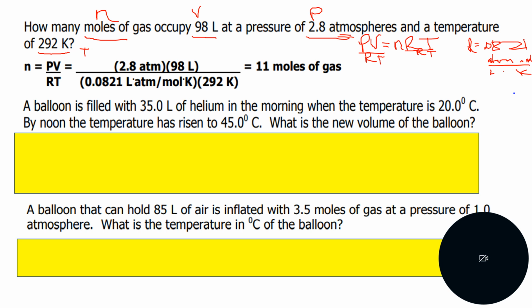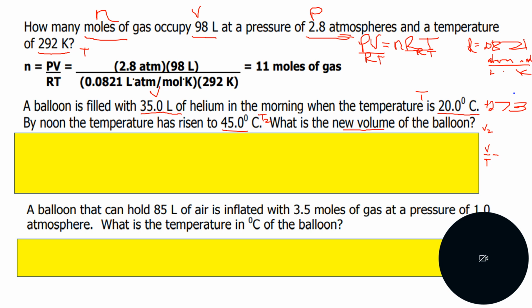So in the second one, a balloon is filled with 35 liters. That's our volume of helium in the morning when the temperature is 20 degrees. So right off the bat, we're going to add 273 to that to get us into Kelvin. That will be temperature 1. By noon, the temperature is up to 45. That's going to be temperature 2. And we're looking for what is our new volume. So we're looking for volume 2.